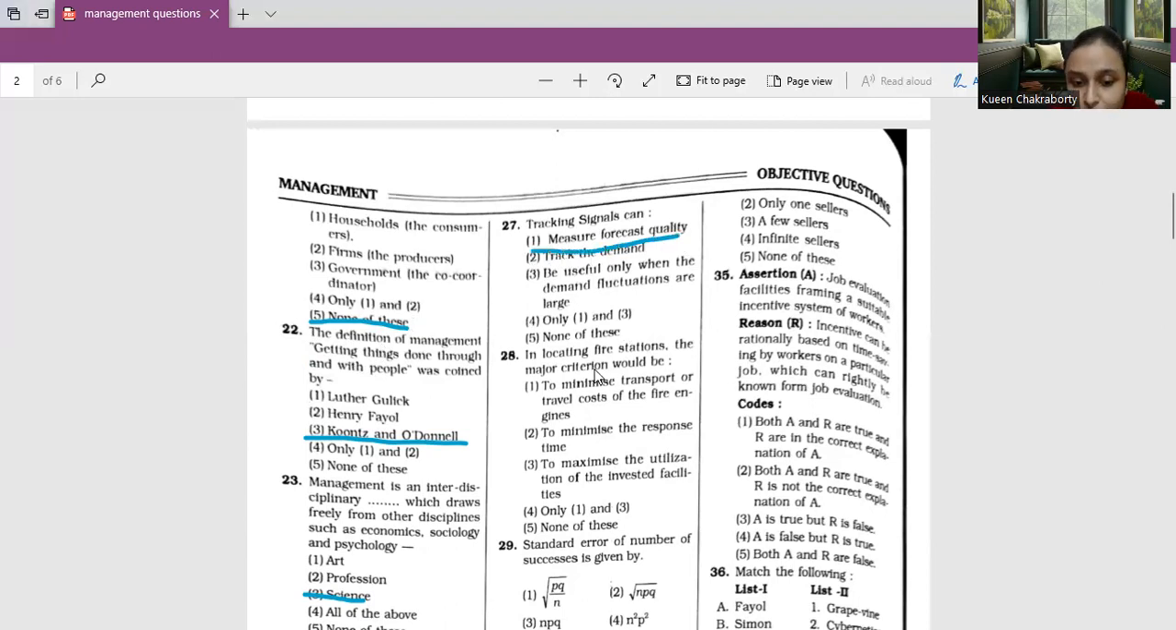Moving on to question number 28. In locating fire stations, the major criteria would be: 1, to minimize transport or travel costs of the fire engines; 2, to minimize the response time; 3, to maximize the utilization of the invested facilities; 4, only 1 and 3; and number 5, none of these. Now, this is very applicable to your common sense.